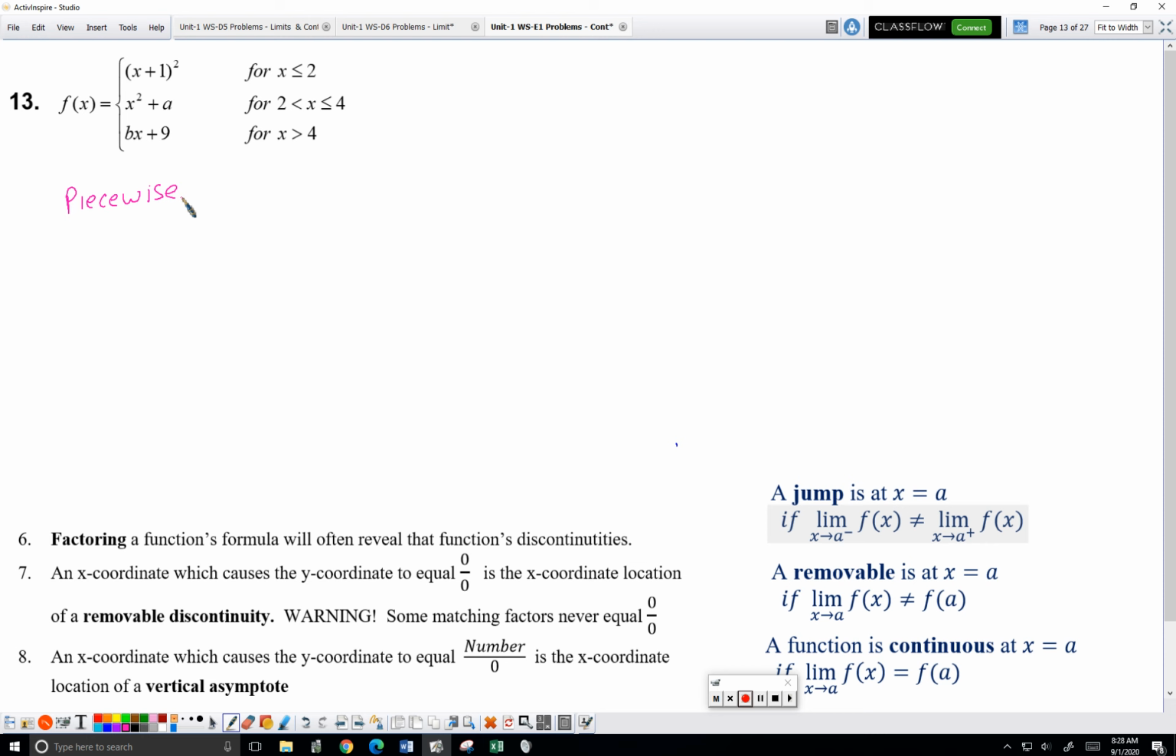There are no denominators again. So I don't need to worry about a vertical asymptote causing a problem. So I can not worry about that. A jump or a removable could be present. But for a piecewise function, again, we're not going to have a removable discontinuity that is being caused by 0 divided by 0, because there's no way to make any of these formulas 0 divided by 0. So we don't have to worry about that.